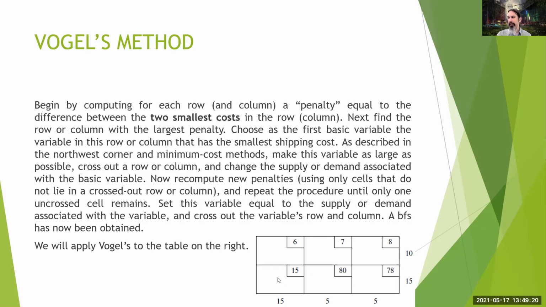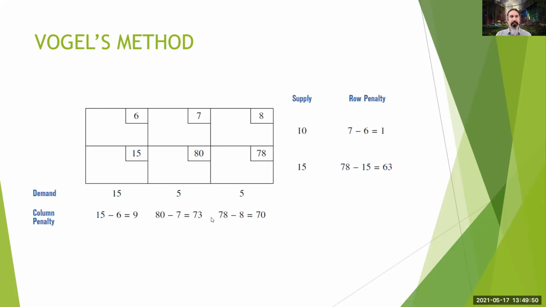What about the second one? 15 and 78. Wow, there's a penalty of 63. If I don't give 15 what it needs, I have to be dealing with 78 instead of 15. Wow, that's too much. Huge penalty, 63. What about the columns instead of the rows? 6 and 15, just a penalty of 9, I'm okay. 7 and 80, wow, penalty of 73, and 8 and 78, penalty of 70. So these are huge penalties, as you can see here.